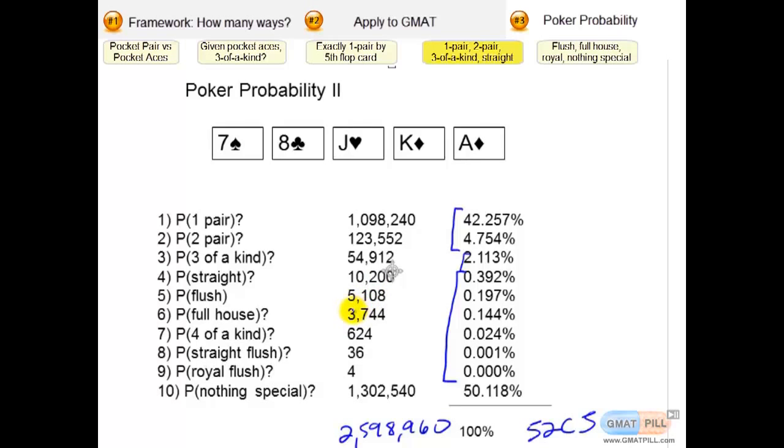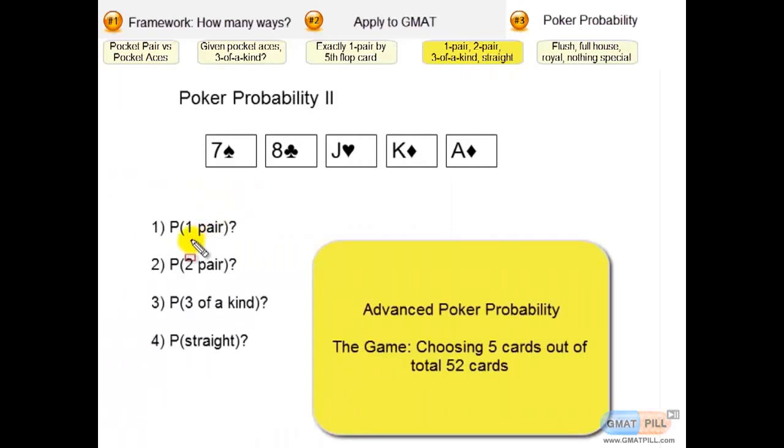What is the probability that those 5 cards that you get without doing any switching is a 2 pair or a 3 of a kind? What is the probability that we get 1 pair, 2 pair, 3 of a kind, and a straight?